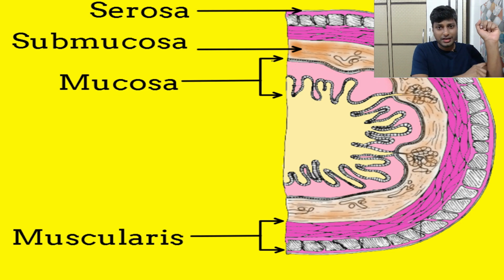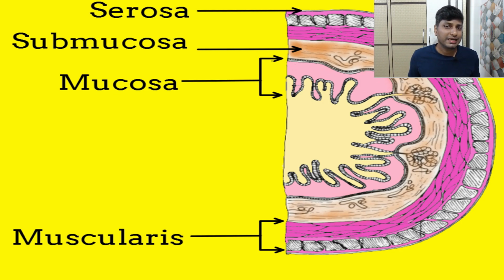The outermost layer is called serosa. Then comes the layer below serosa, which is known as muscularis. Below muscularis there is something called submucosa, and then below submucosa there is the innermost layer, which is known as mucosa. Each of these layers has a different function, dear students.